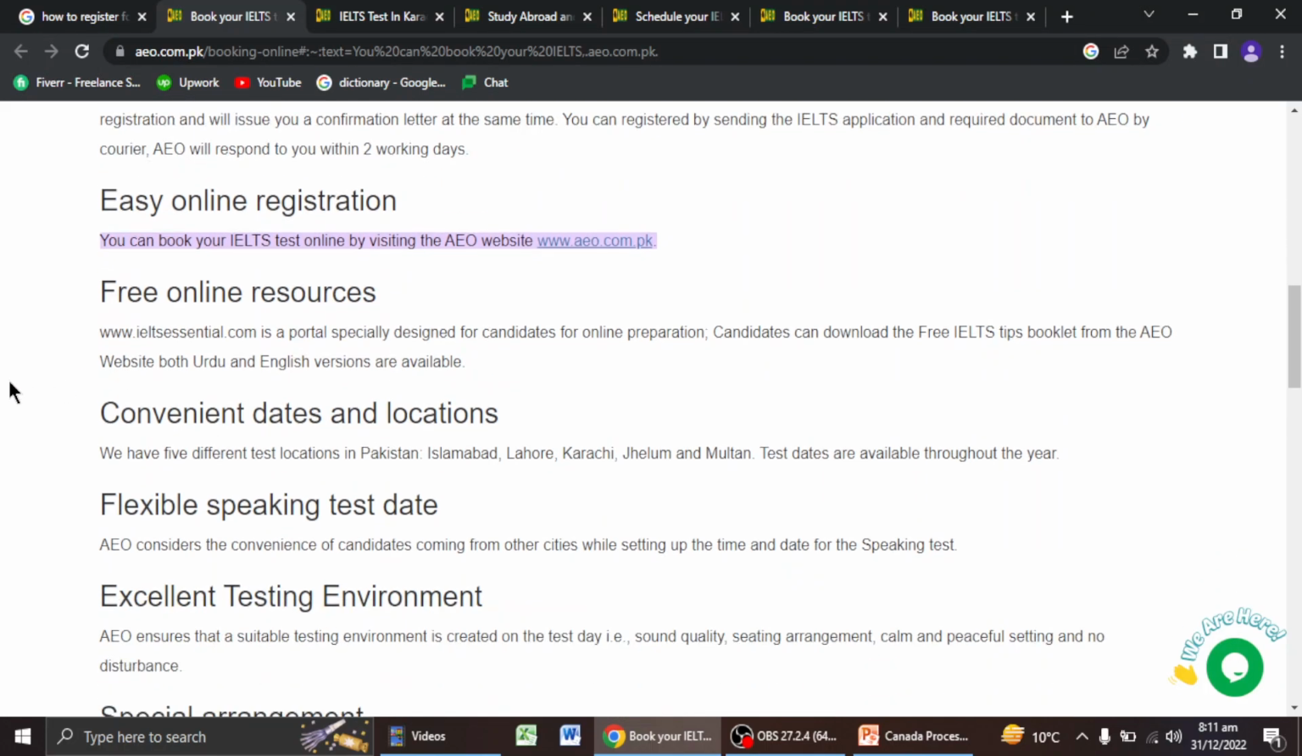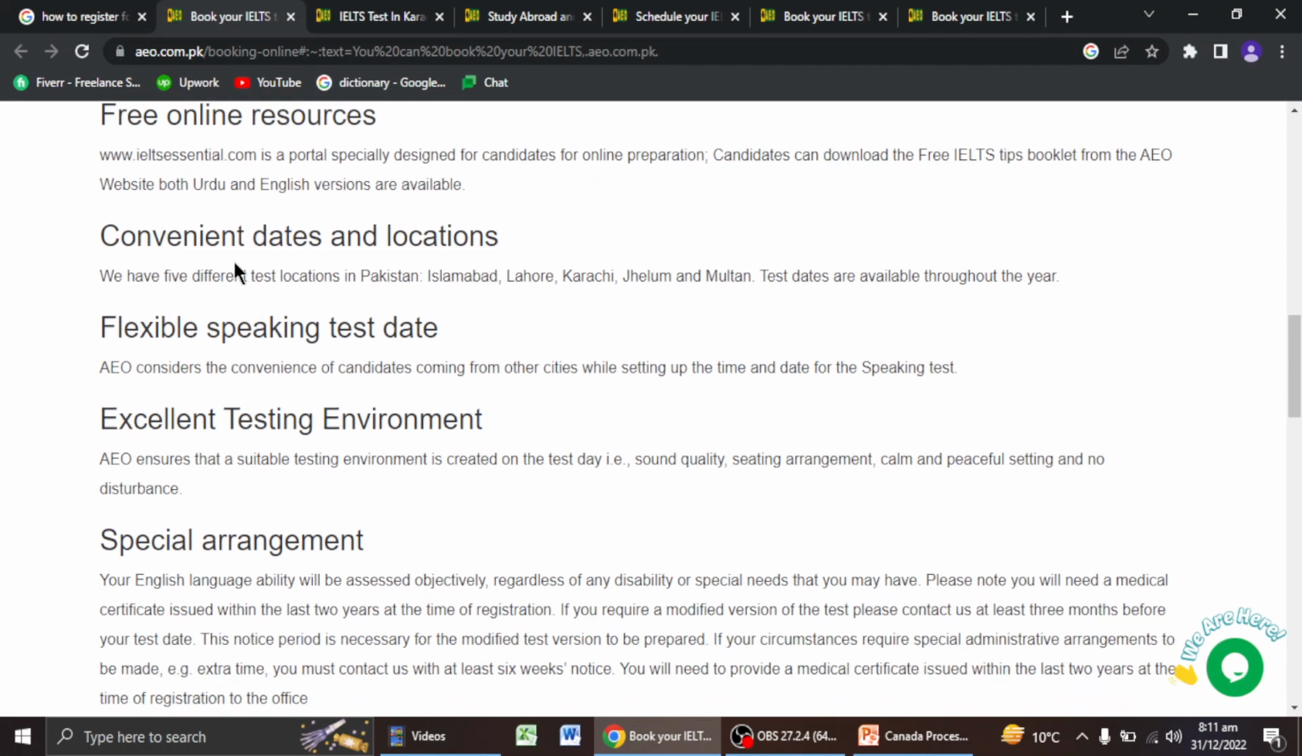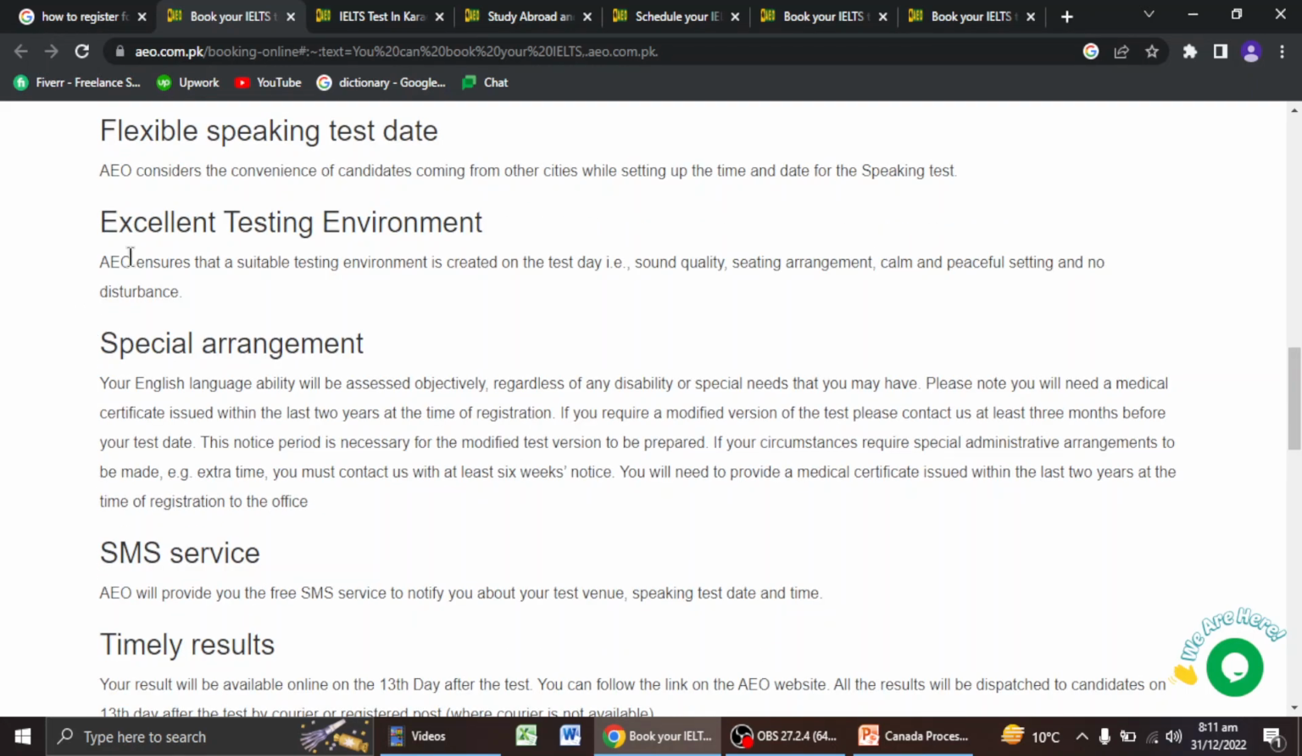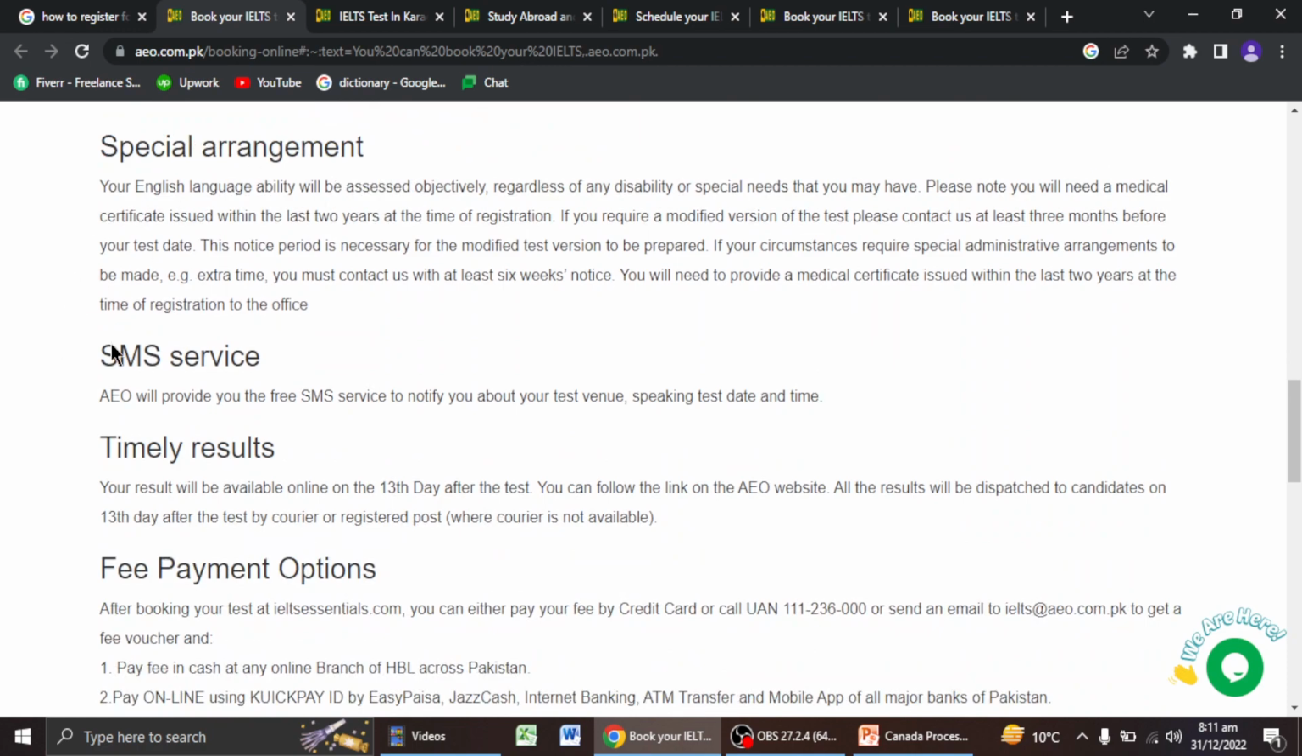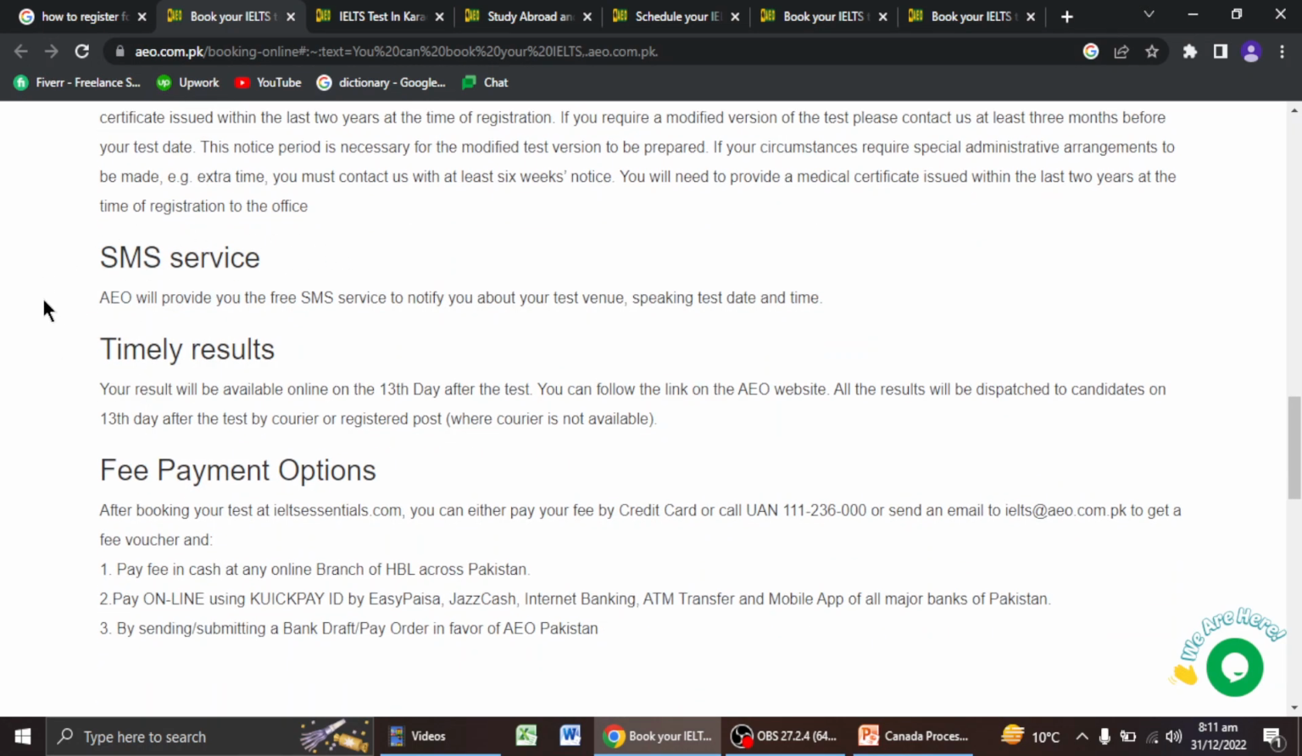Here they're marketing their page, why you should go for IDP and all. This is important: convenient dates and locations. So you need to find the available test centers. I will tell you how to do that. Testing environment is good. Special arrangements are available. SMS service is available. Timely results. Your results will be available online on the 13th day after the test.